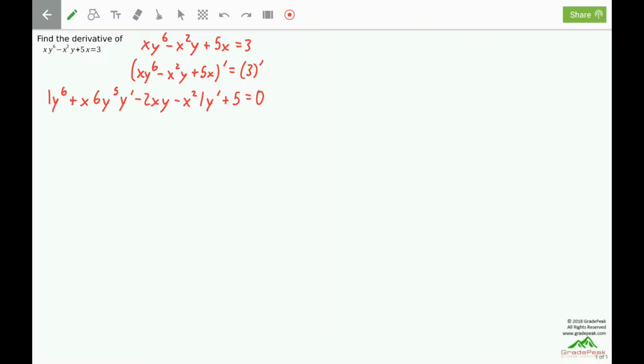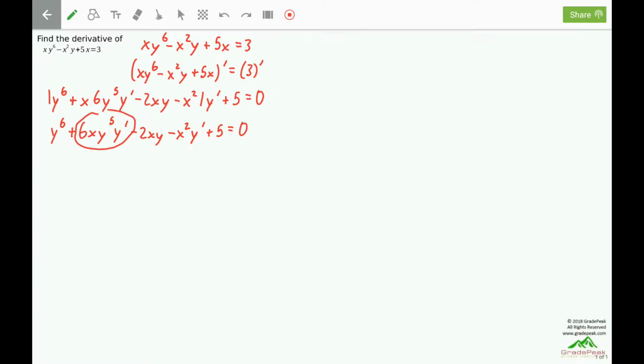We want to solve for y prime here. There's two terms that have a y prime in them, but before we isolate those, let's write this in a little bit simpler form. The first term, the 1's implied, so we can write it as y to the 6. The second term, we can move the 6 to the front, so we have 6x, y to the 5, y prime. Third term, we can leave as is. The fourth term, the 1 is implied, minus x squared, y prime. And the fifth term, the 5, we can just leave alone.